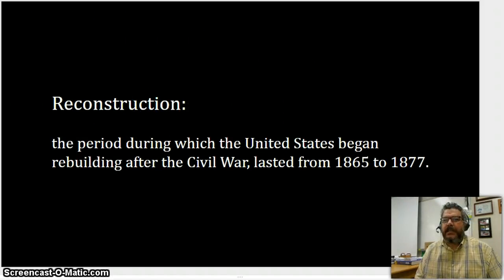Now, I just pulled this out of the textbook, out of context there at the very beginning of the section on Reconstruction, and I think it's a good start if we're trying to define the term Reconstruction. The period during which the United States began rebuilding after the Civil War. And it lasts from 1865 to 1877. And like much of history, dates can be debated. But I think for our purposes here, calling the period 1865 to 1877 Reconstruction is serving a good purpose.